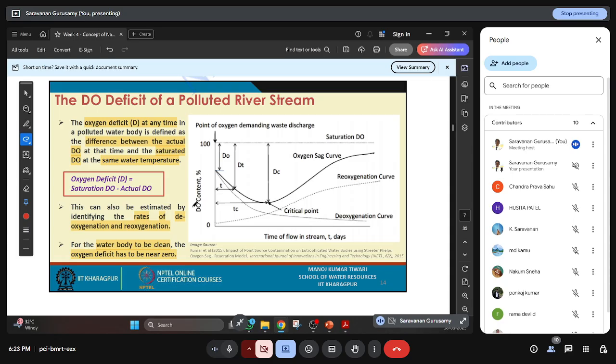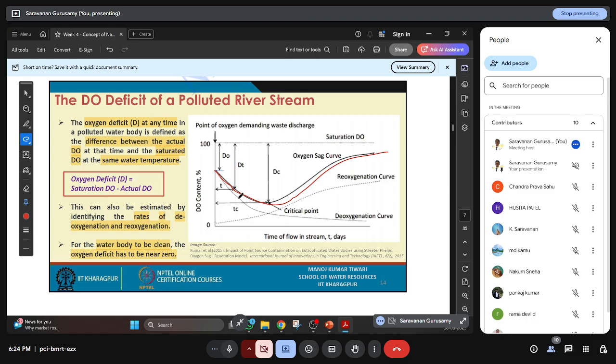Based on the temperature, the maximum saturated DO will change. If the temperature decreases, the saturation DO will increase, right? So at 5 degrees Celsius, more DO will be present. At 30 degrees Celsius, less DO will be present. So if you add any wastewater, the DO will start to decrease because the microbes will consume it. It will again increase due to the addition of oxygen from the atmosphere.